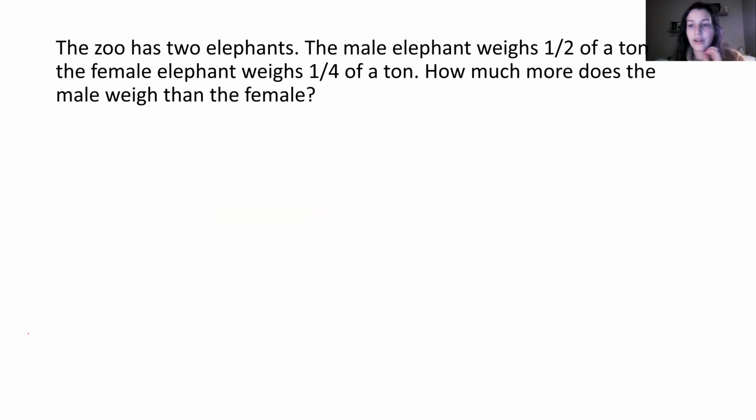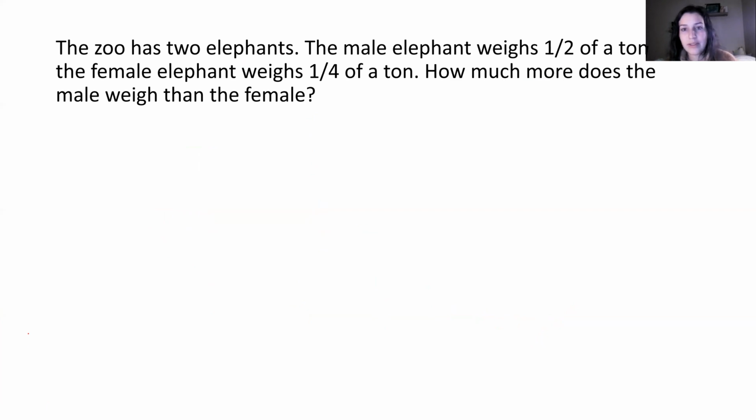All right, so for our second problem, we're told the zoo has 2 elephants. The male elephant weighs 1/2 of a ton, and the female elephant weighs 1/4 of a ton. How much more does the male weigh than the female?